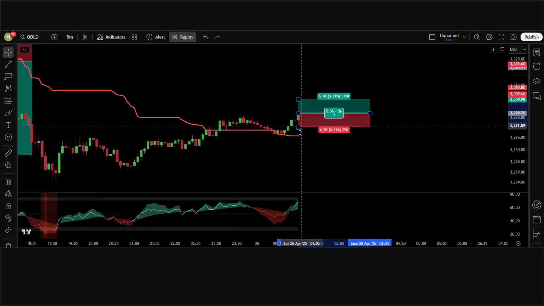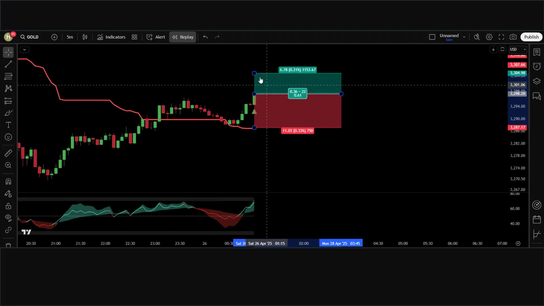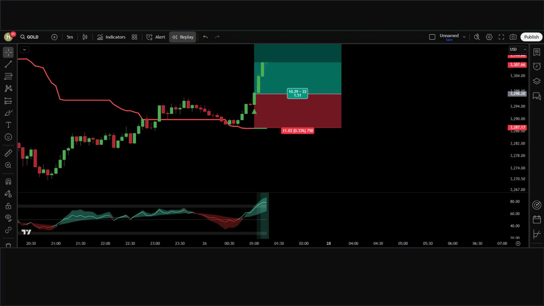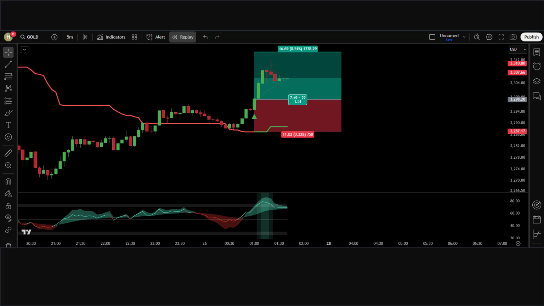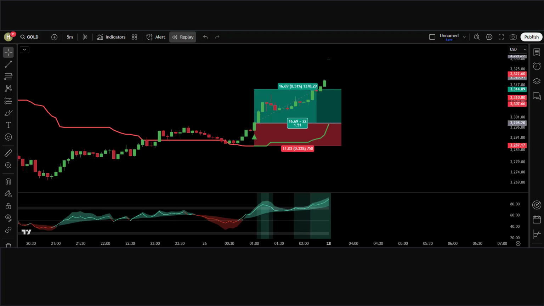Our stop loss will be placed at the current market's lower level. And the risk to reward ratio will be 1:1.5. Let's see what happens to our trade. Our trade is running in profit. We have won the trade.